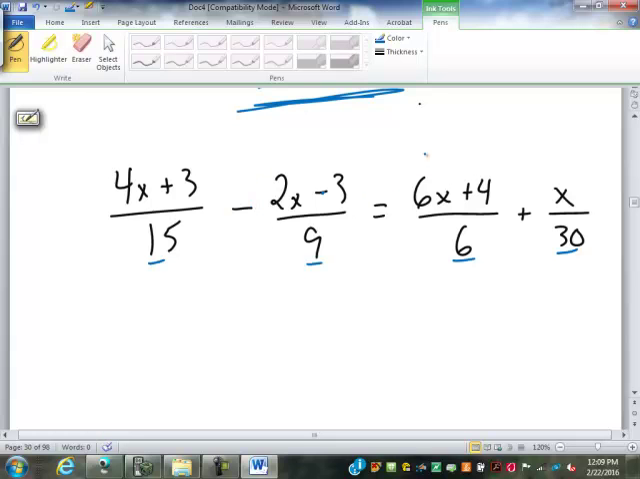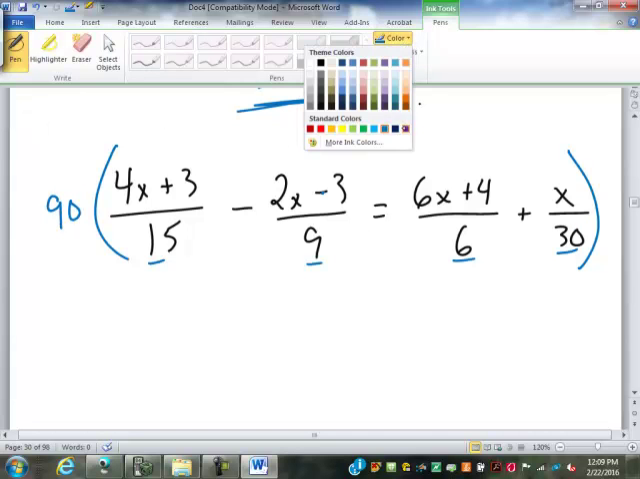We could divide that out and get those fractions, but a simpler way would probably be to think in terms of least common denominator. 15, 9, 6, and 30, my least common denominator is going to be 90. So I'm going to multiply this whole thing by 90.